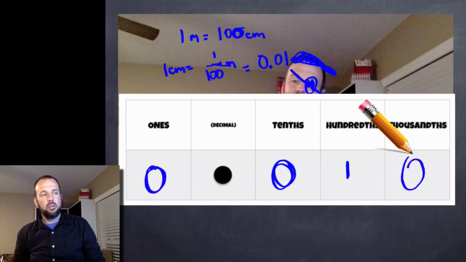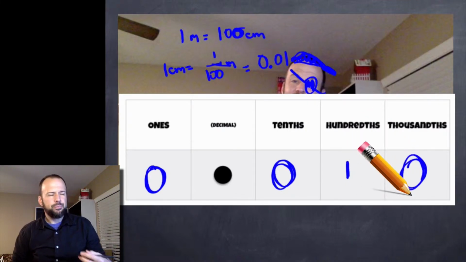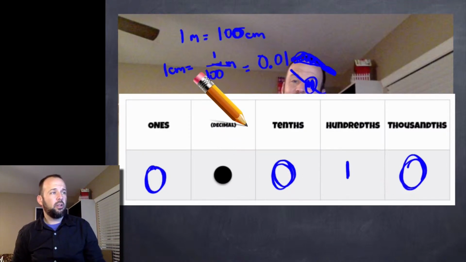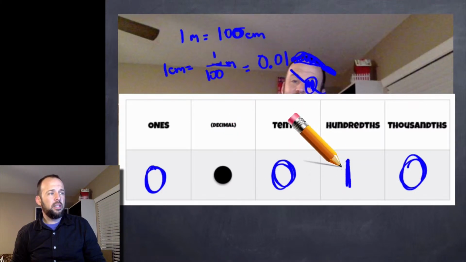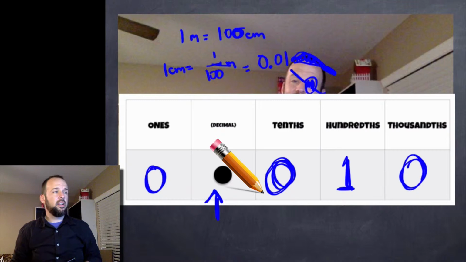I could also put a 0 here in the thousandths place because I don't have any thousandths either, but it's not really necessary because it doesn't get in the way of what we're trying to get across here. So really, the important ones that I need here are the 1 in the hundredths place, and then I need 1 in the tenths place, and then my decimal as well, so I can show that it's to the right of there. Okay, so that's what we're talking about today, the hundredths place.